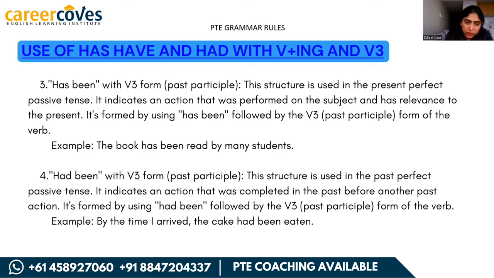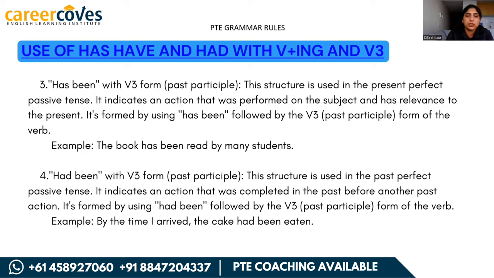So there can be a third form of the verb with had been as well. This structure is used in the past perfect passive tense. It indicates an action that was completed in the past before another past action. It's formed by using had been followed by the third form of the verb, that is known as the past participle form. An example is: by the time I arrived, the cake had been eaten. So what is it indicating here? The action that was completed in the past, by the time I arrived, came before another past action, the cake had been eaten. He arrived later, but the cake had been eaten already. So this should be very clear to you.